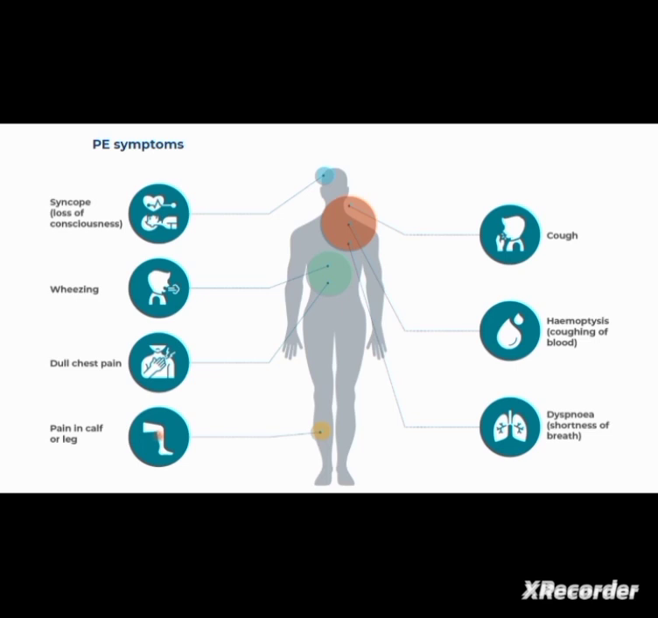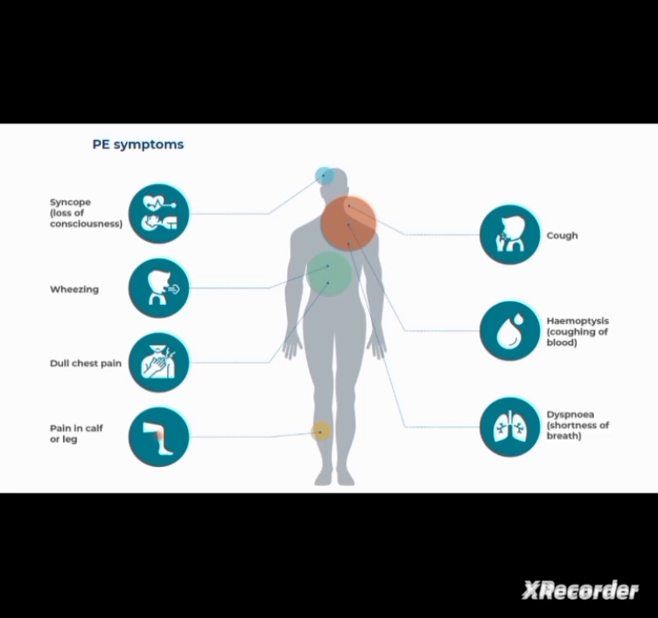So if it occurs from the leg, that means the patient will have DVT. That's why there is pain in calf muscles. It's a symptom of DVT. Next one, cough, because when the obstruction occurs, there will be inflammatory reactions and the patient may show features of cough. Then hemoptysis. Hemoptysis means blood in the sputum. Then dyspnea, shortness of breath, and along with that there will be tachycardia, tachypnea, diaphoresis. Diaphoresis means increased perspiration.